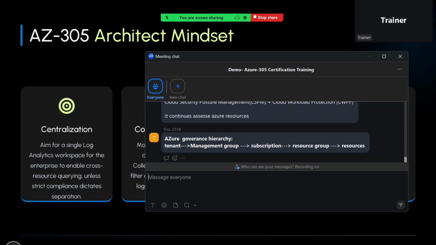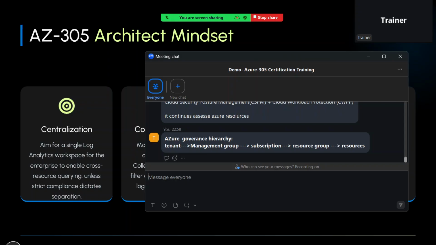So governance is what turns a collection of Azure resources into a manageable enterprise cloud platform. Without governance, cloud environments quickly become inconsistent, insecure, and expensive. Management groups provide centralized control across subscriptions, RBAC ensures users have only the permissions they need, resource locks protect critical infrastructure, and tags enable organizational automation and cost tracking.